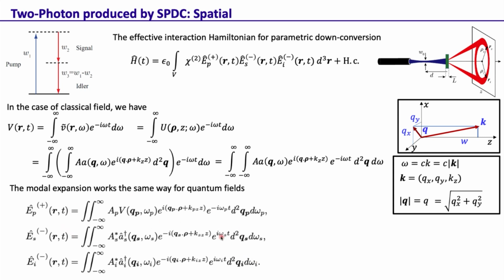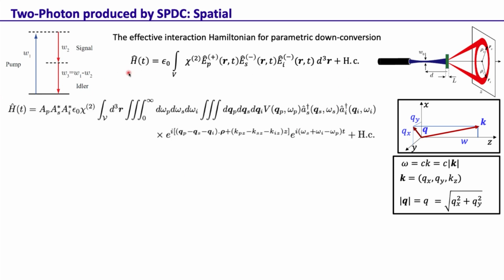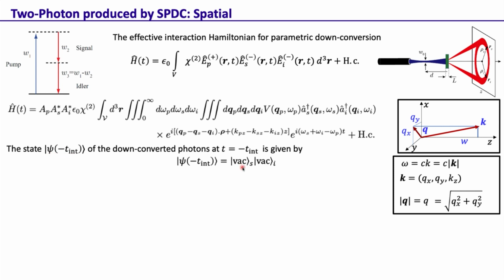Okay, with this modal expansion, we can substitute E_P^+, E_S^-, and E_I^- in this Hamiltonian, and after substituting, this interaction Hamiltonian can be written in this manner. So that's the big Hamiltonian we have here. Now we want to derive the state that this interaction produces. As we had done earlier, the state of the two photons right at the beginning of the crystal, that is at ψ(-t_interaction), is given by vacuum signal, vacuum idler.